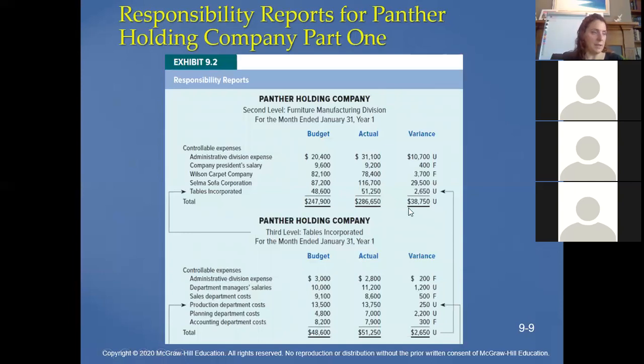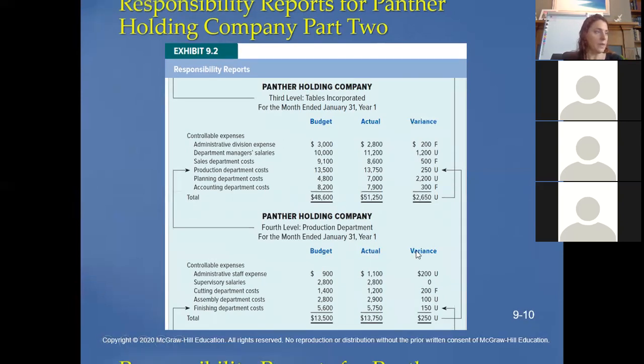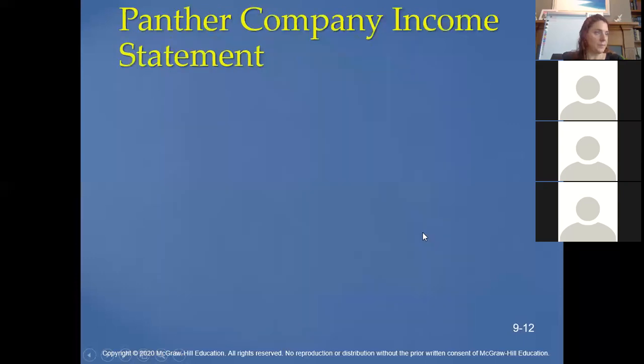And honestly, furniture was pretty poor. But then if you look at the tables within the furniture, you can see that that didn't do so well. And then they even get more specific with, okay, within that production, the department costs, and then within the department costs, the finishing department costs. So they're just breaking down each particular account to see where exactly that unfavorable variance came from. Okay.